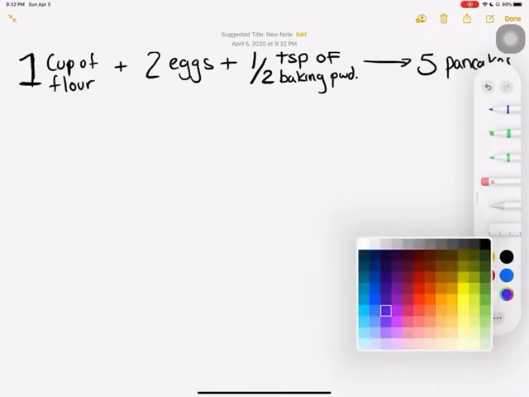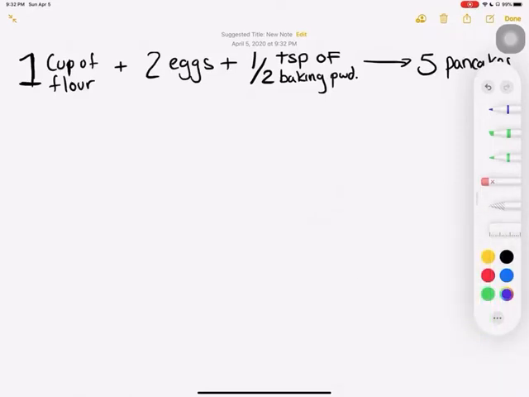I don't really want to make 5 pancakes. I want to make 10 pancakes because I want to eat 10 pancakes, right? For some reason. So I want to have 10 pancakes. How many cups of flour am I going to need? How many cups of flour do I need so that if I follow this recipe, I'm going to make 10 pancakes? Okay. So the relationship between flour and pancakes, again, that's a 1 to 5.